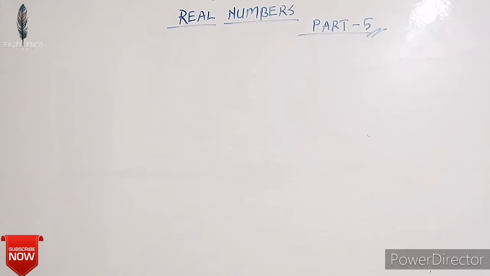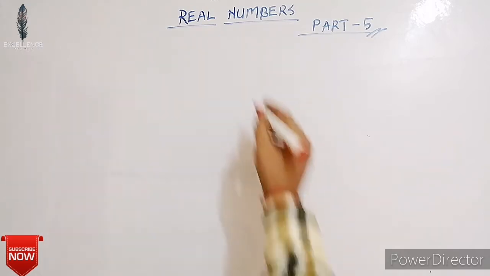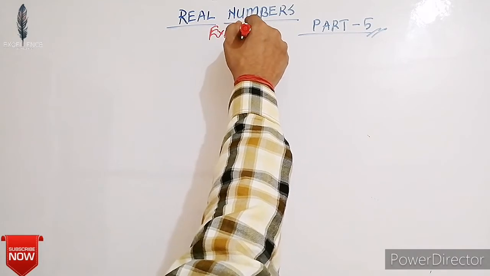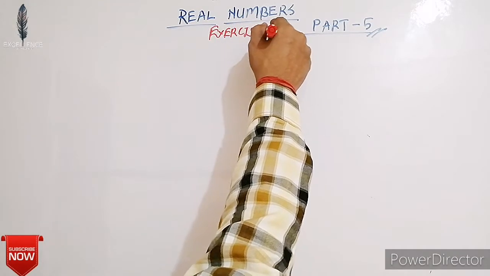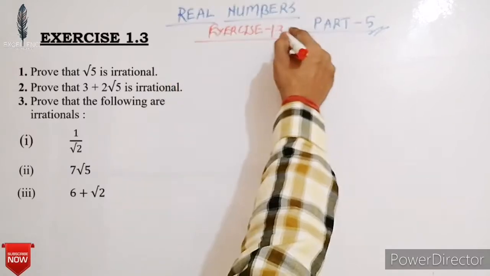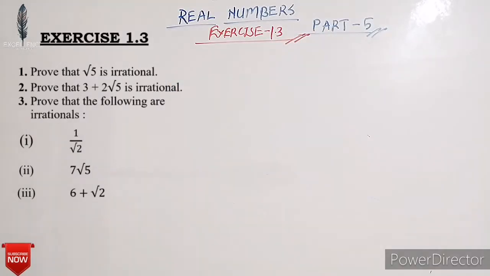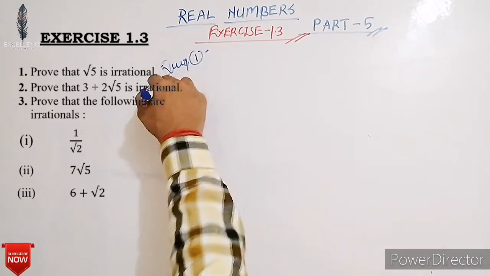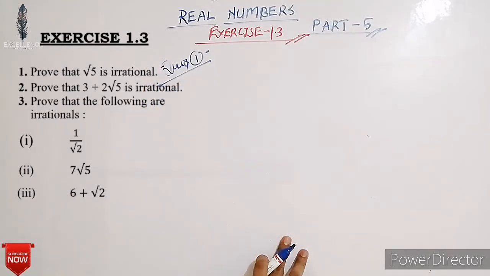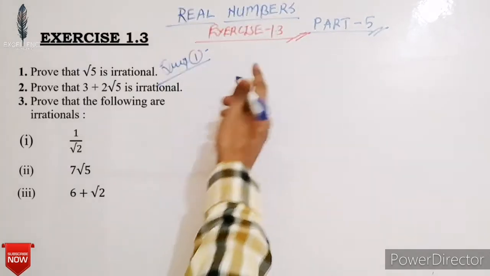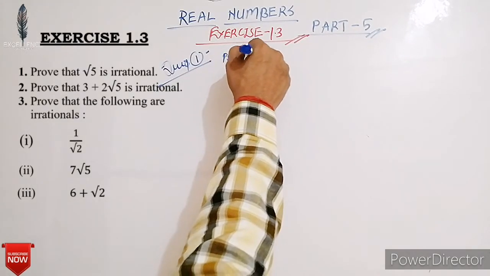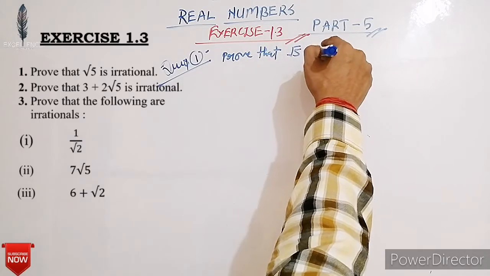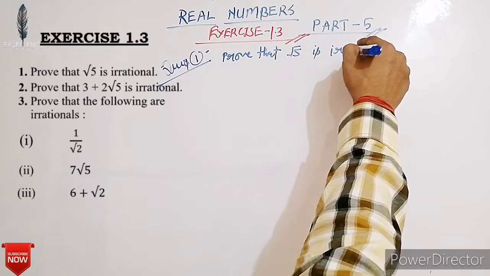Today we are going to discuss real numbers part 5. In this class we will discuss exercise 1.3. Okay students, here question number 1, prove that under root 5 is irrational. Students, here we use contradiction method to prove these type of questions. So here first question is prove that under root 5 is irrational.